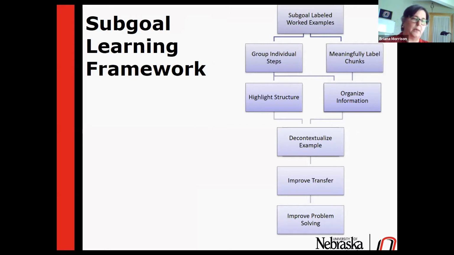The subgoal learning framework works a bit like this. You create your overall subgoal labels by grouping steps together within the problem solution, and then you want to give those steps some sort of meaningful label in order to highlight the problem-solving process. The subgoal labels themselves should provide organization to the solution process, and it allows the learner to chunk those different steps into memory. By studying multiple subgoal-labeled worked examples, the learner can decontextualize that specific example, which leads to improvement in transfer and solving novel problems.